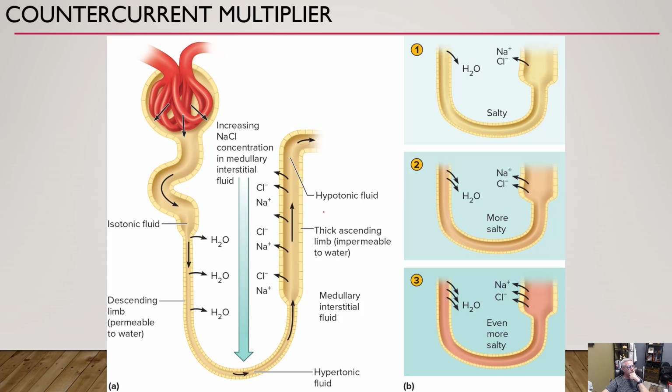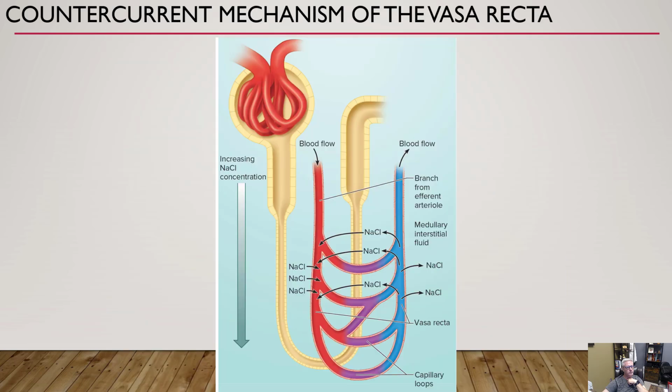All right, this is just another picture of that where salt is going to leave in the ascending limb first, and then water is going to follow to try and counteract that hypertonic fluid. So it's the counter-current because the ascending limb is going to work first before the descending limb. All right, just another picture.